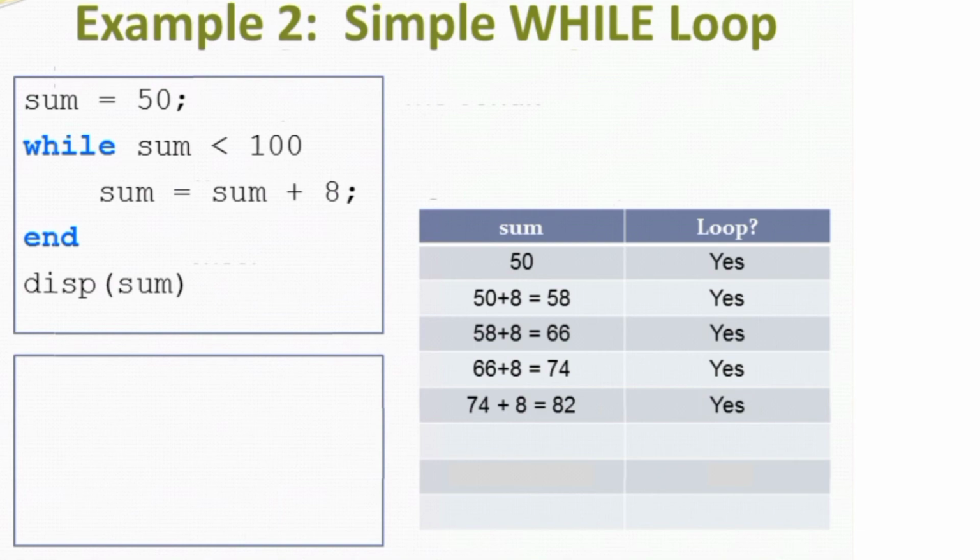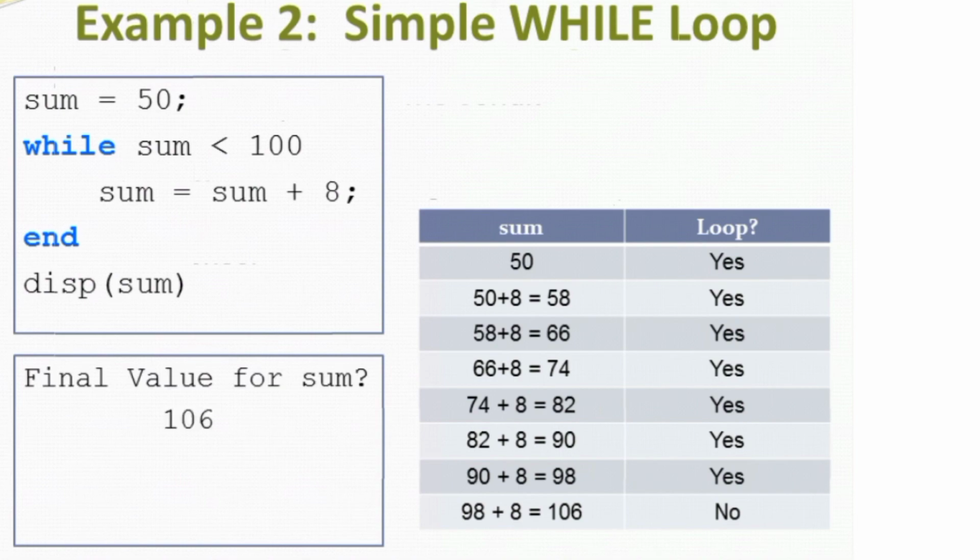We repeat for that one because 82 is less than 100. We get to 90. 90 is less than 100, so we repeat. We get to 98. 98 is still less than 100, so we repeat one more time. We add 8 to that value of sum, so we end up with 106. Now when we go back up and we check our while condition, that condition no longer holds. 106 is not less than 100, so we do not loop. We would exit the loop and we would display the value of sum. In this case, the final value for sum that would be displayed is 106, and the number of times we went through this loop, you can actually count them up here, is 7.